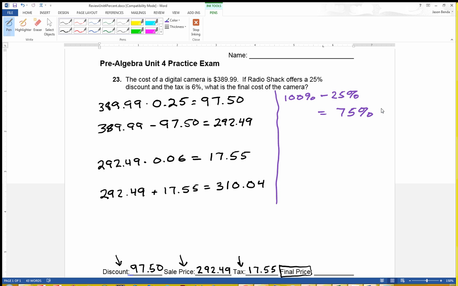Now, if I were to multiply that 75% times the original $389.99, I would get $292.49. I would get the sale price. But I'm not going to bother to compute that separately. I don't have to. Let me just worry about the tax. If there was no tax, I'd just pay 100%. But there is tax, and tax is added on. I'm going to pay 6% added on. So that's 106%.